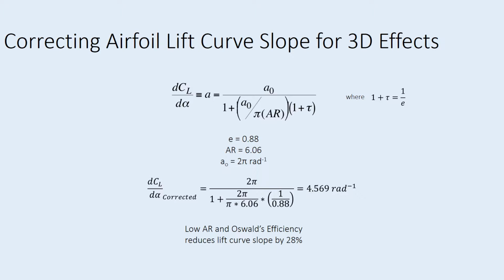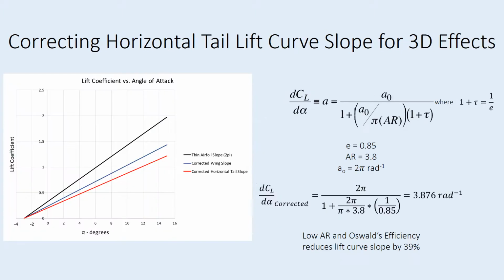Here we correct the airfoil lift curve slope for 3D effects. We assumed an Oswald's efficiency factor of 0.88 due to the primitive design of the wing and the low aspect ratio. The lift curve slope was reduced by 28% as a result of this.